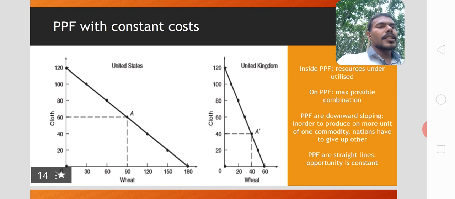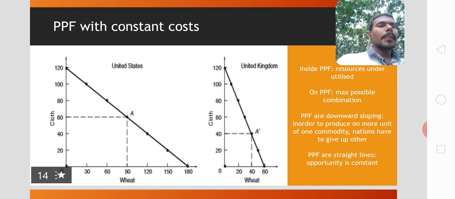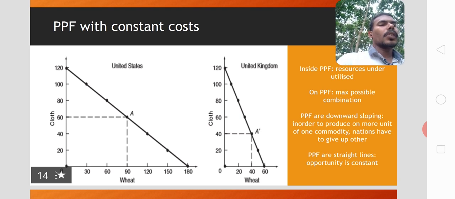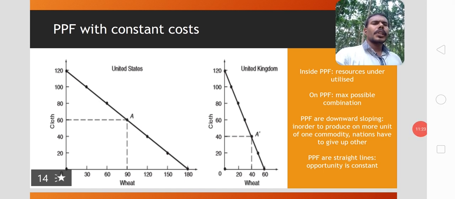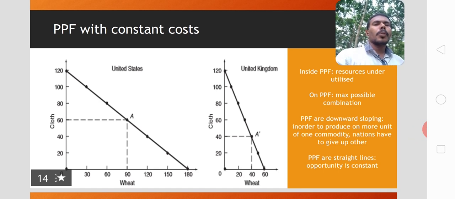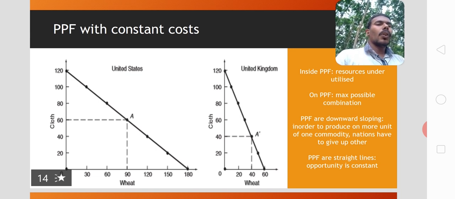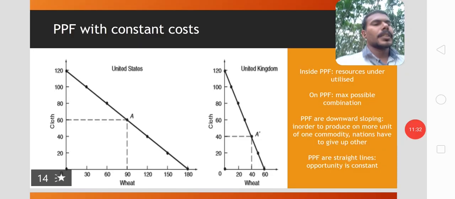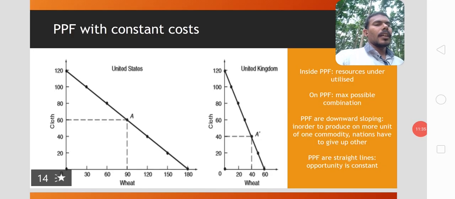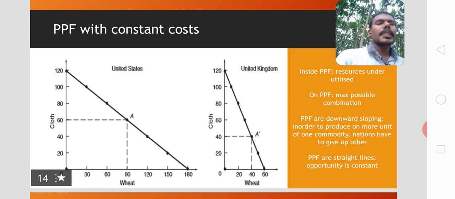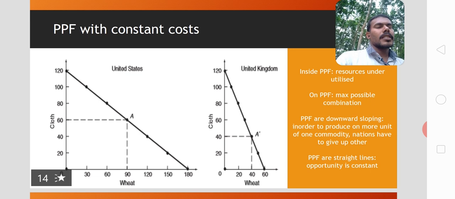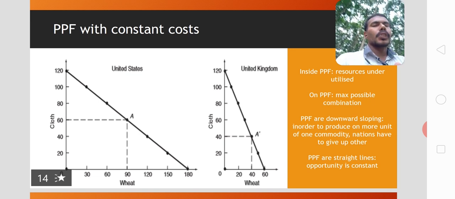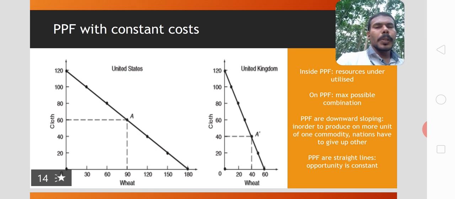If there is complete specialization, then this complete specialization is possible only with international trade. Here you can see production possibility frontiers are straight lines, as the opportunity cost is constant all along the production process, and it is downward sloping as well. Downward sloping production possibility frontier means in order to produce one additional unit of one commodity, the nation has to give up a particular units of other commodity. So this is downward sloping production possibility frontier.